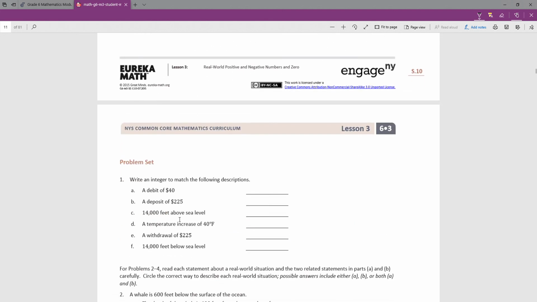Write an integer to match the following descriptions. A debit will be plus. A deposit would be less than 3. 15,000 feet above sea level would be minus. Temperature of that would be equal sign. Withdrawal would be greater sign. And 15 feet above sea level would be a Minecraft sign.